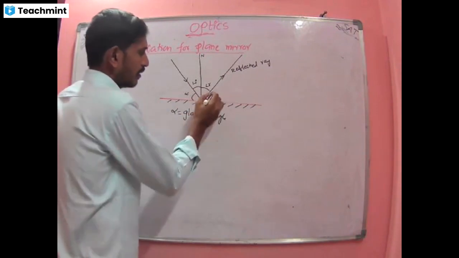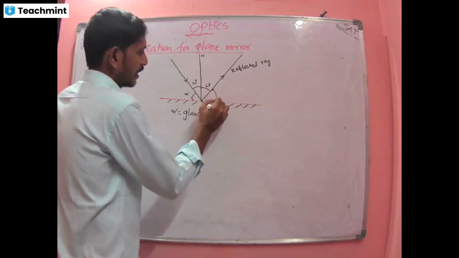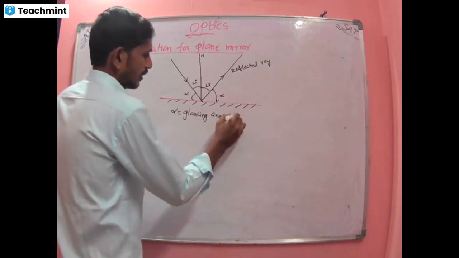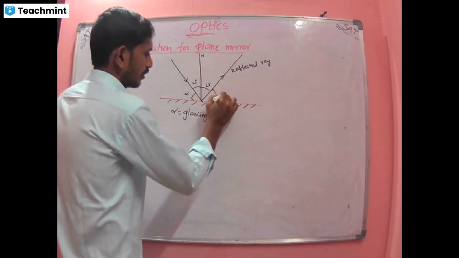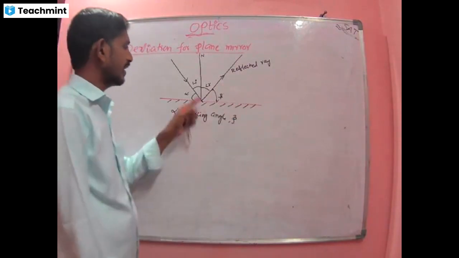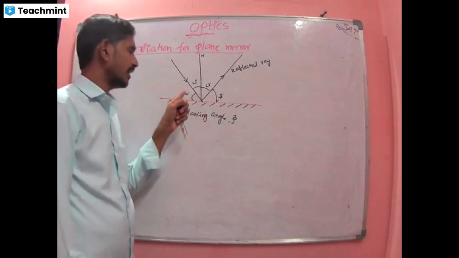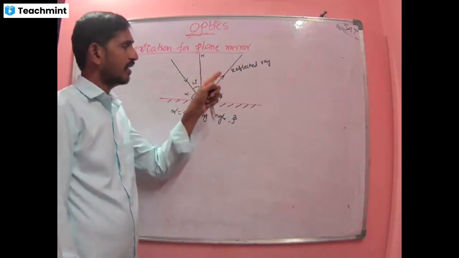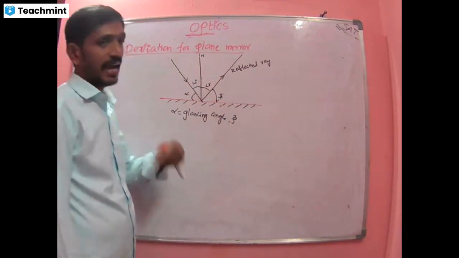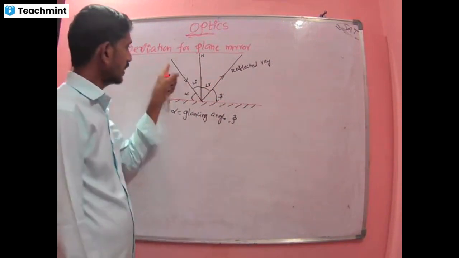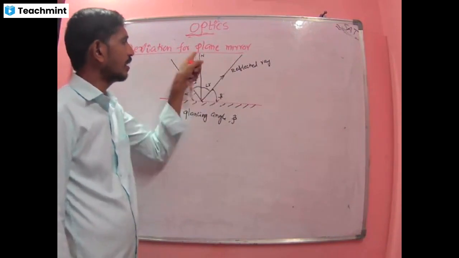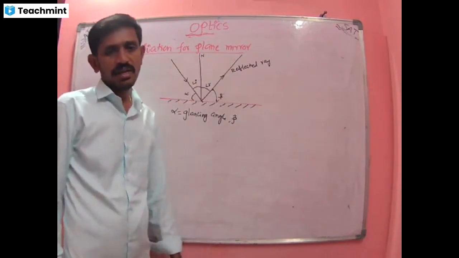And also the angle between the reflected ray and the surface is also a glancing angle. I can take this also as alpha, or let us suppose this is beta. Beta is also a glancing angle. Glancing angle means the angle between the incident ray and the surface, or the angle between the reflected ray and the surface. What is the angle of incidence? The angle between the incident ray and the normal. The angle between the reflected ray and the normal is called the angle of reflection.